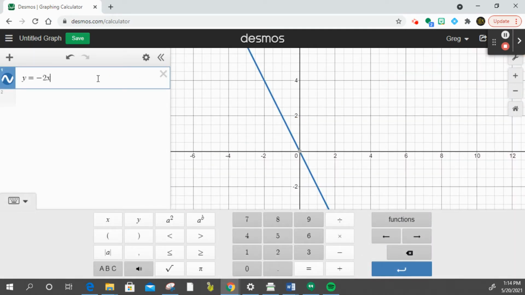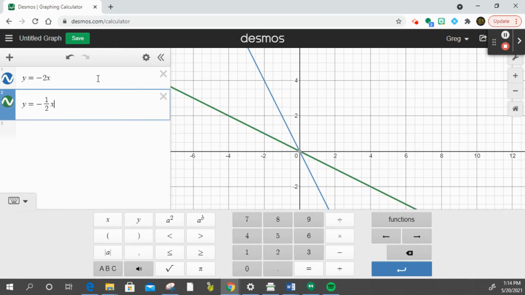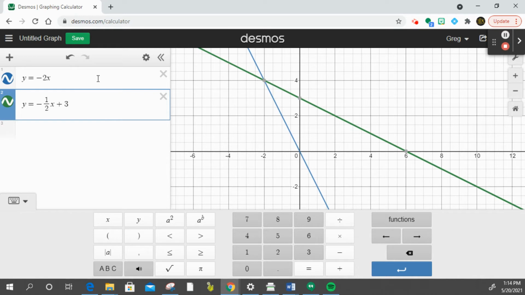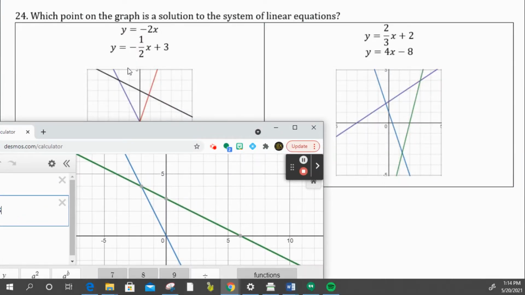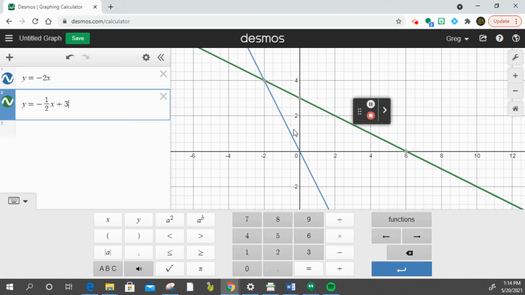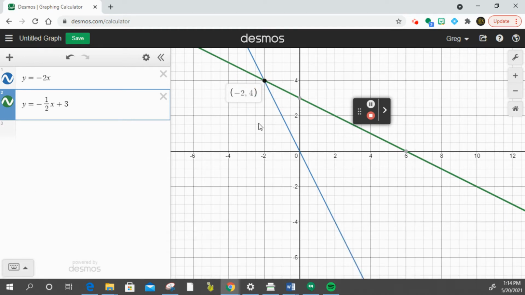Y equals negative 2x is my first. My second guy is y equals negative 1/2 x plus 3. So, as you probably could already tell, which one doesn't belong? It is the red guy. The red guy does not belong. So, it's asking which point on the graph is the solution to the system of linear equations? So literally, where do they cross? They cross at negative 2, 4. So my solution is negative 2, 4.